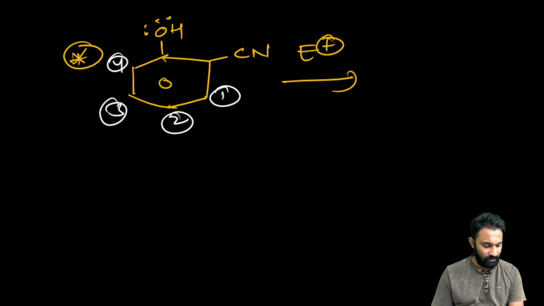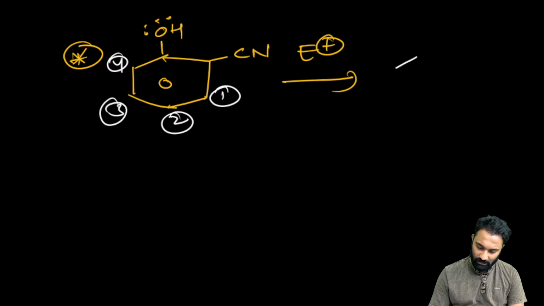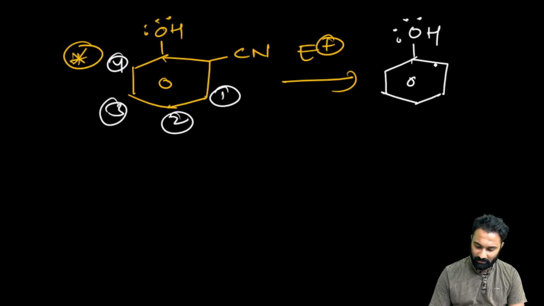Which position will the electrophile go and attack? The electrophile will go and attack 2. Yes, the electrophile will go and attack at the 2 position. Right. Not 3. Not 3.